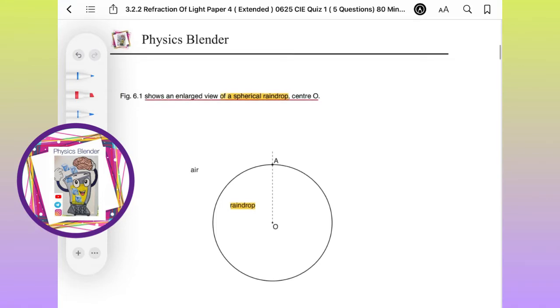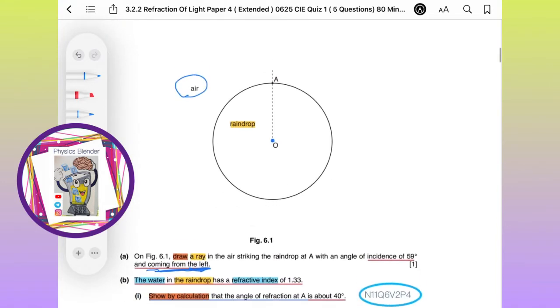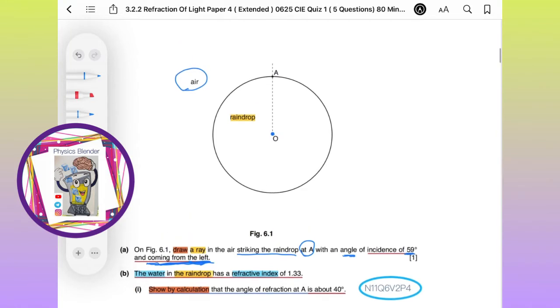Question number 1, we have here an enlarged view of a spherical raindrop and it has center O and you have air here. On the figure, you have to draw a ray in air striking the raindrop at point A, and you have the angle of incidence 59, but you should draw this light ray coming from the left.